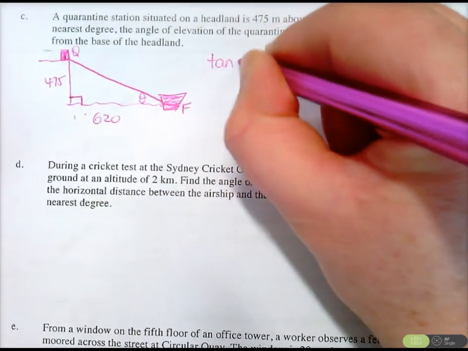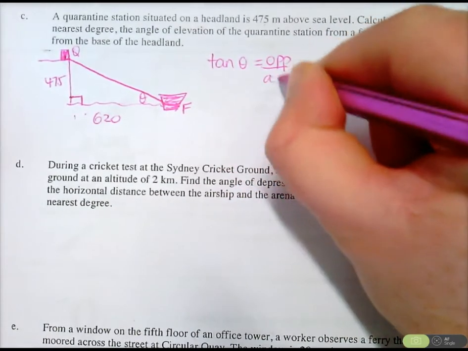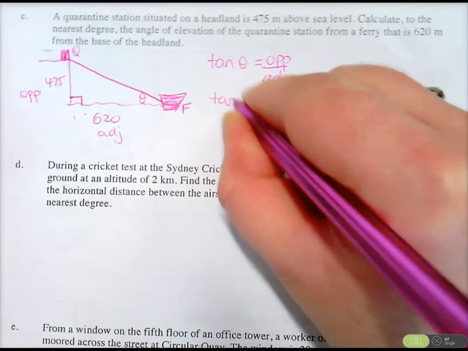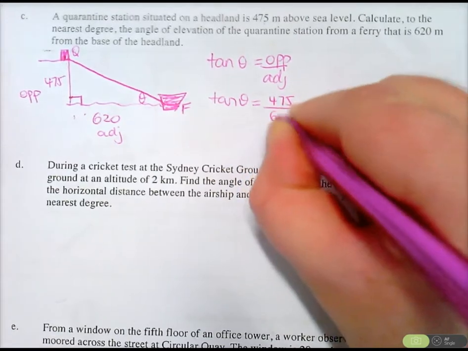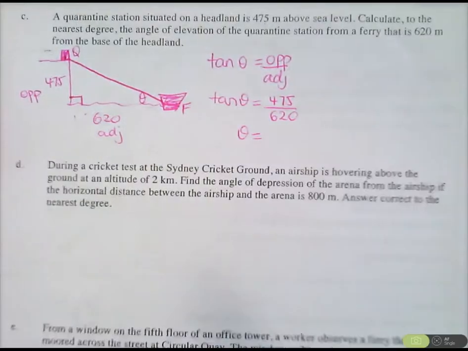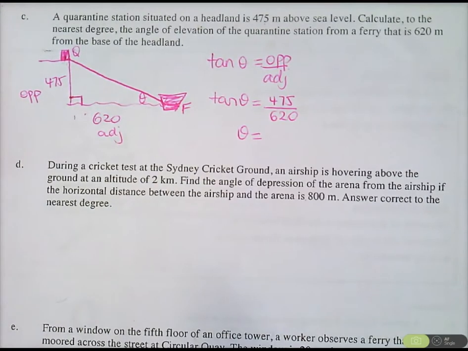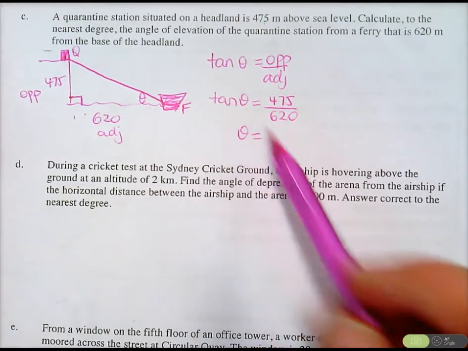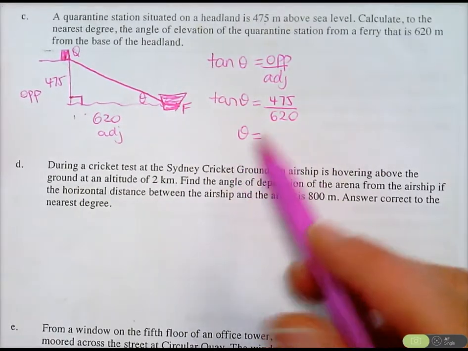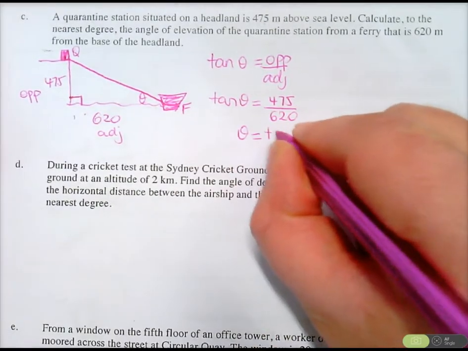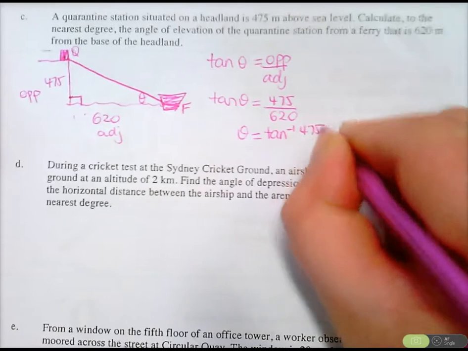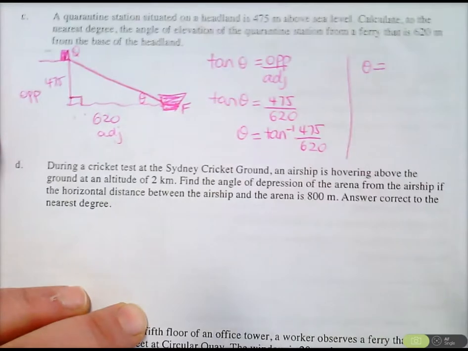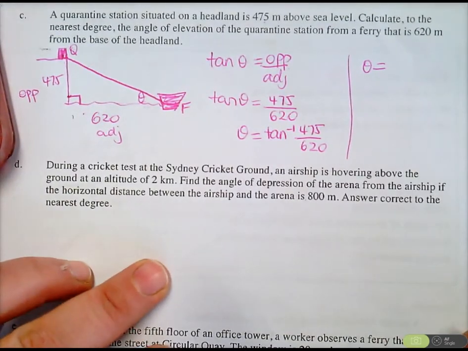So we've got tan theta is opposite over adjacent, because that's opposite, that's adjacent. Tan theta is 475 over 620. Now we're working out the angle. Can you clearly see the difference? The others were tan of the angle, which you can put straight in. But this is tan of something unknown. So what do you do to enter it? Second function. So theta is tan to the minus 1 of 475 over 620.